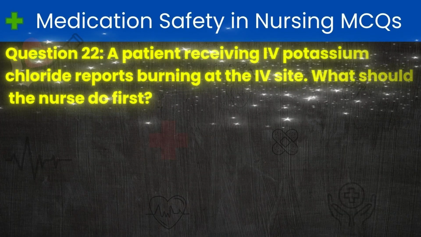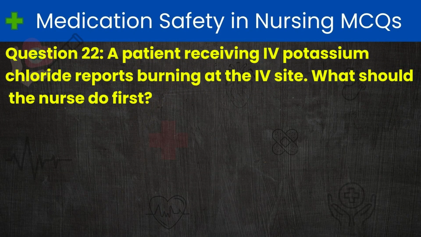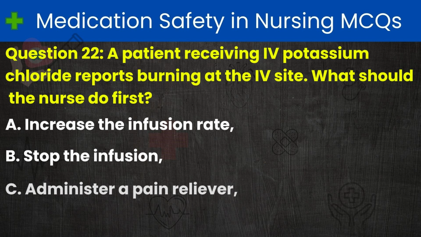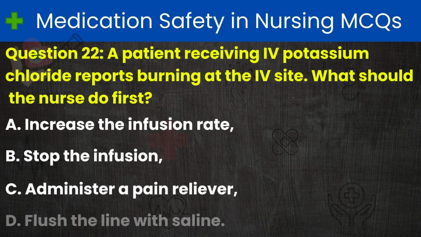Question 22. A patient receiving intravenous potassium chloride reports burning at the intravenous site. What should the nurse do first? Options. A. Increase the infusion rate. B. Stop the infusion. C. Administer a pain reliever. D. Flush the line with saline.